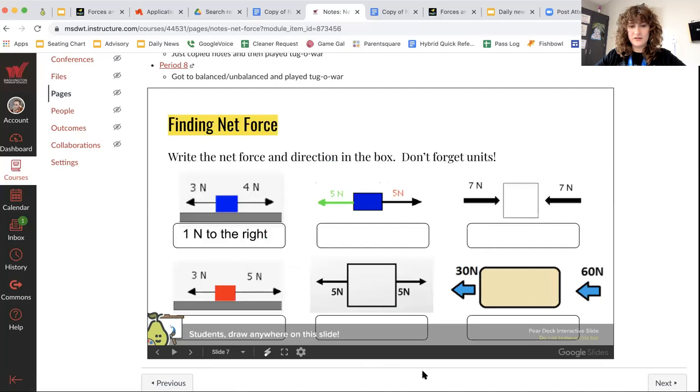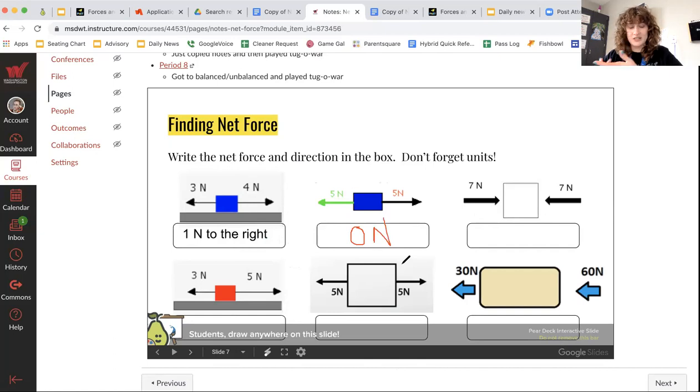The next slide is you give it a try. So this one is opposite directions. We're subtracting. Big number minus little number. 4 minus 3 is 1 newton. Which one is stronger? The one to the right. So it's 1 newton to the right. What happens if you have 5 newtons and 5 newtons and they're in opposite directions, so we subtract? Well, still follow the same rules. You're still going to subtract. 5 newtons minus 5 newtons is 0 newtons.